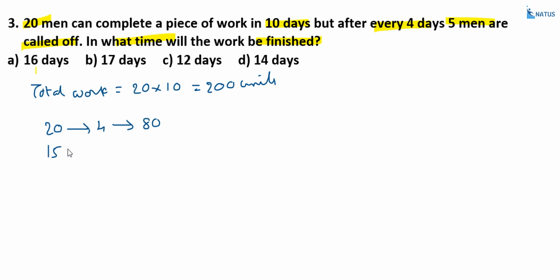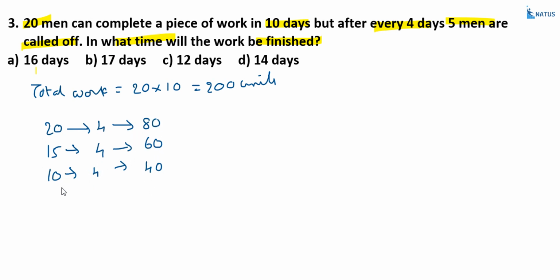So what is the remaining number of men? 15. These 15 members do the work in 4 days, how many units are completed? That is equal to 60. After 4 days, 5 men are called off, next 10 members do the work in 4 days, how many units will be completed? That is equal to 40. So what is the sum? That is equal to 180. Total work is 200 units, and after 12 days, 180 units will be completed.